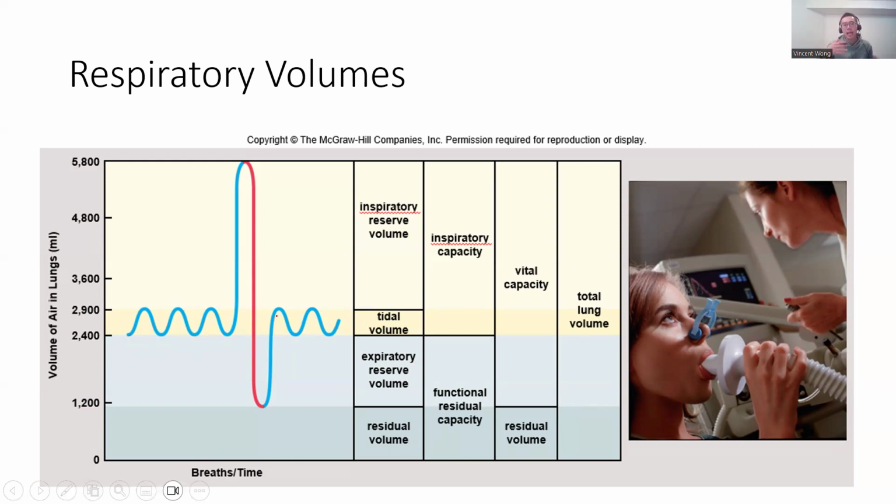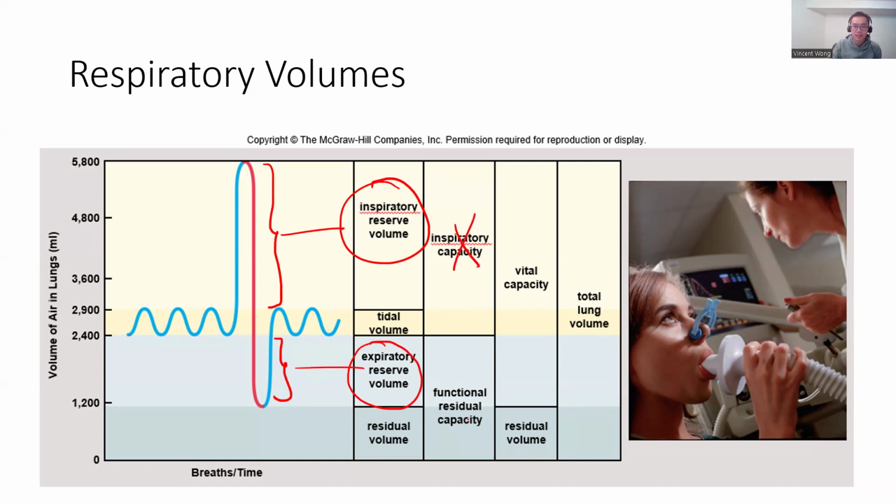Now, suppose at the end of your inhalation, you breathe in as much as you can, all the way until you cannot breathe in anymore. That extra bit of air that you just breathed in, that's called the inspiratory reserve volume. Similarly, if you breathe out as much as you can, all the way until you can't breathe out anymore, there's nothing that will come out. That extra bit of air that you just breathed out, that's called the expiratory reserve volume.